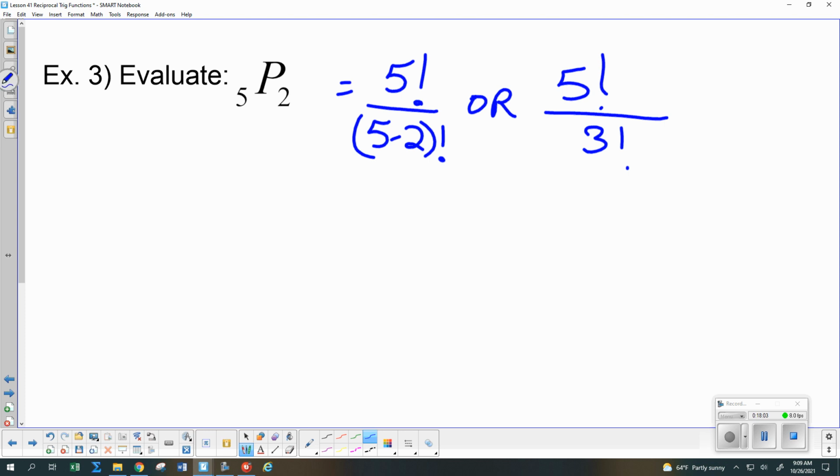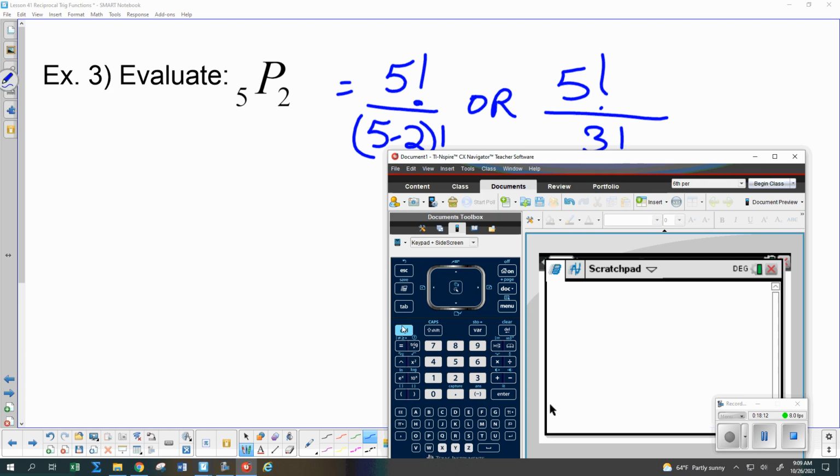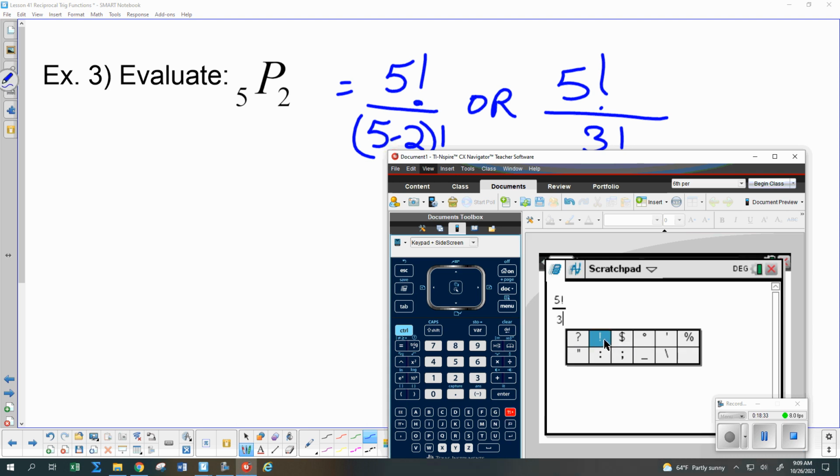Then we're going to enter it on the calculator, and you have 2 choices for how you could enter that. You could do control divided by and get your fraction template. You can put the 5 in the numerator, go to the button right under the enter, and choose the exclamation mark. Go to the denominator, put in either parentheses 5 minus 2, or just put in 3 with the exclamation mark again, and get that the answer is 20.